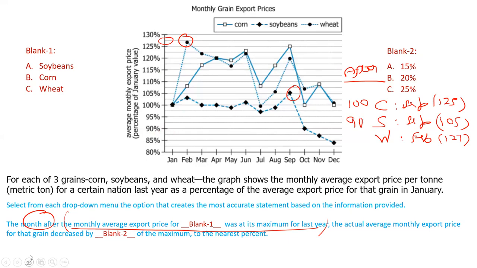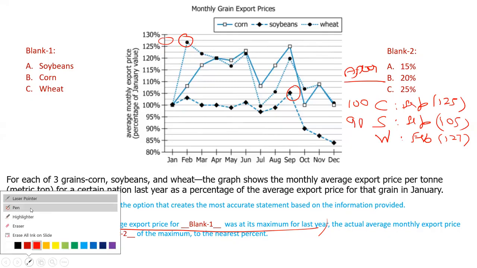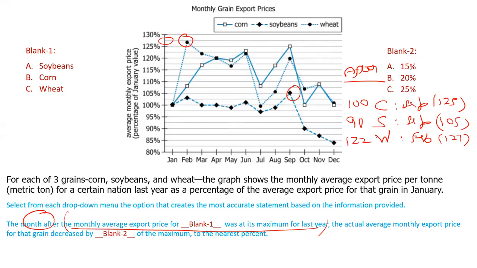And finally, wheat, the maximum is in February. So the month after would be wheat in March. So this is wheat and this is March. So this would be approximately 122 maybe. Am I correct? 122, 123. Right? So let's take it as 122.